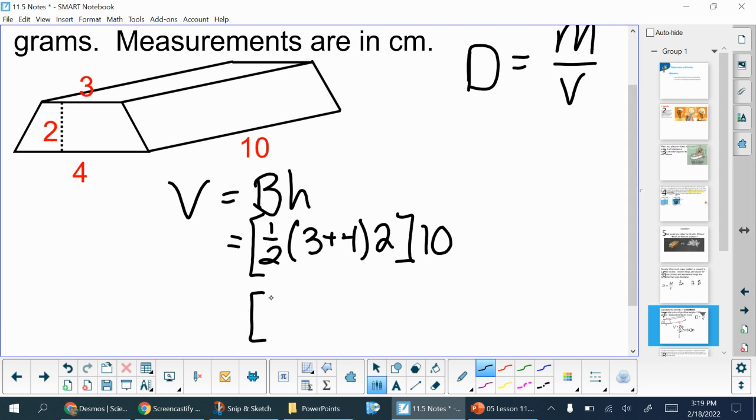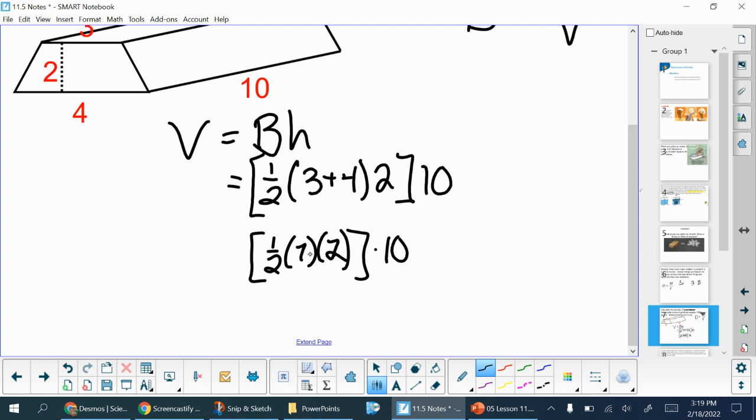I'm just going to go ahead and simplify it as I go since I don't have a calculator with me. So 1/2 times 7 times 2 times 10. Well, that would be 7 times 2 is 14. 1/2 of that is 7. So 7 times 10 is 70 cubic centimeters.